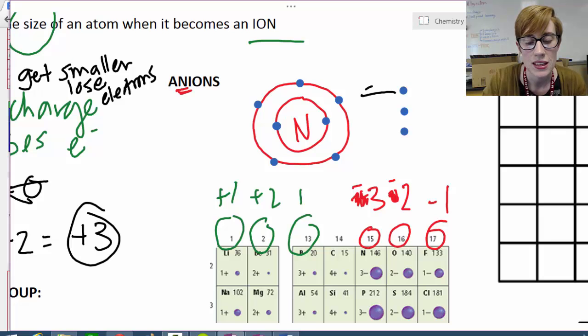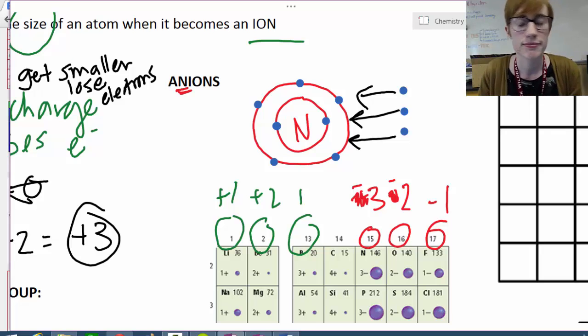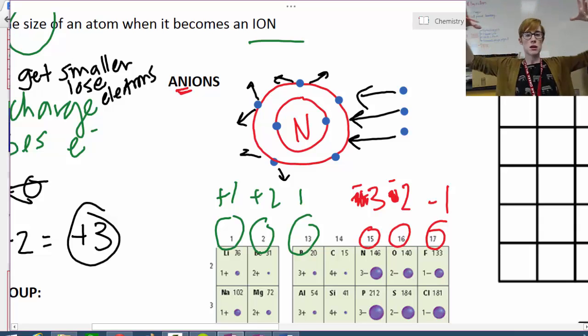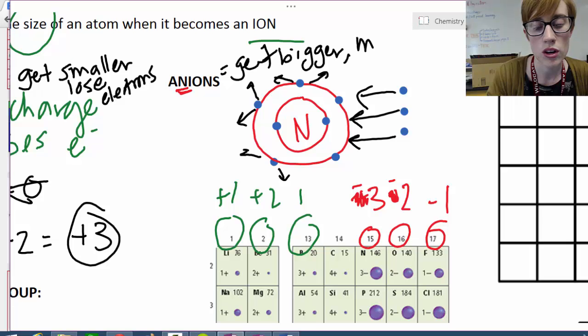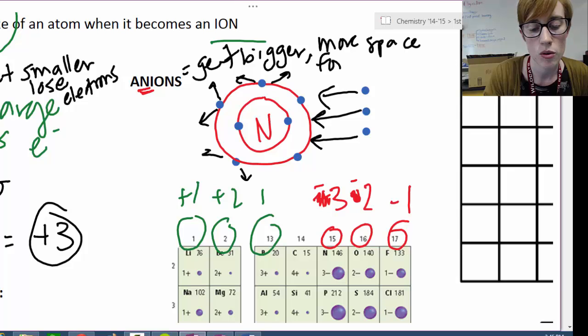And when it gains 3 electrons, guess what happens when there are more electrons crowding around? Do electrons like to be near each other? No. So all of a sudden, these electrons are going to want to spread out to make it bigger. Adding more electrons, it gets to be a bigger atom. So anions get bigger, right? Because they need more space. They have to kind of inflate to get more space for more electrons.